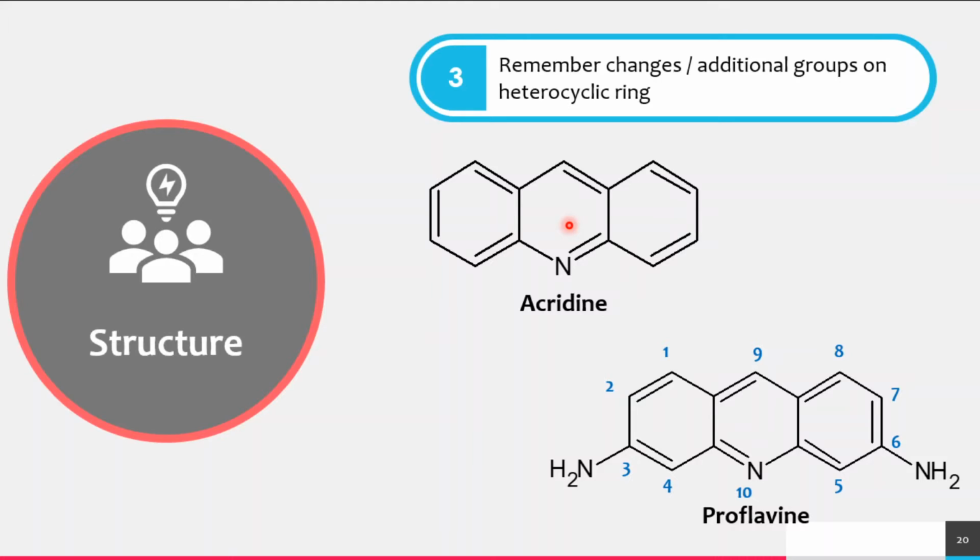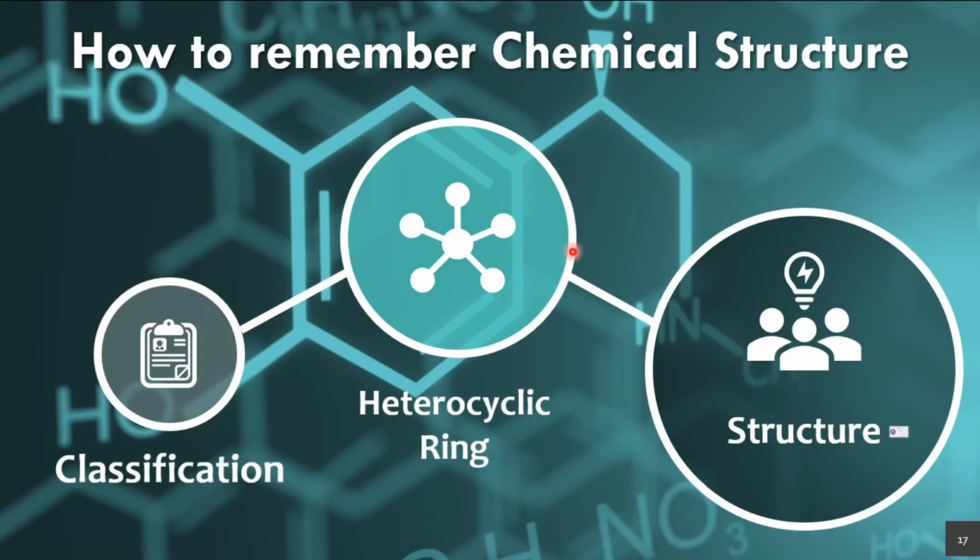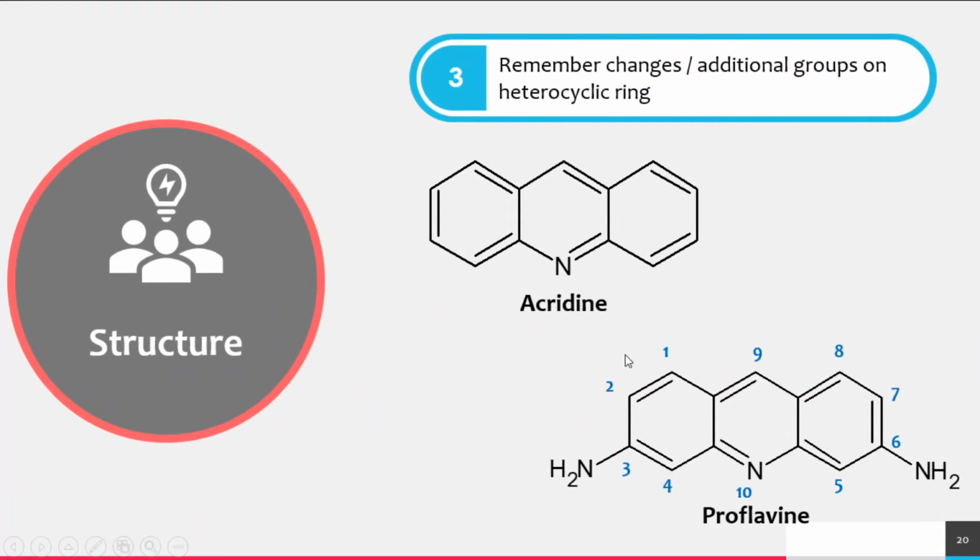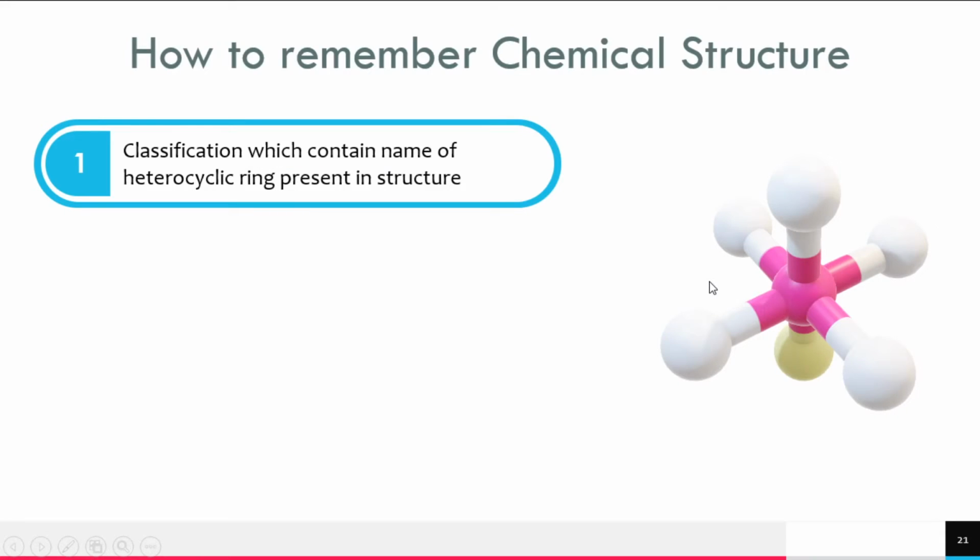If you observe these two structures simultaneously, then you will find out there are two additional groups which are attached to the structure of acridine. So these are the two groups, that is, two amino groups attached on the structure of acridine at the third and sixth positions. The remaining structure is all the same. So this is how you are able to remember the structures.